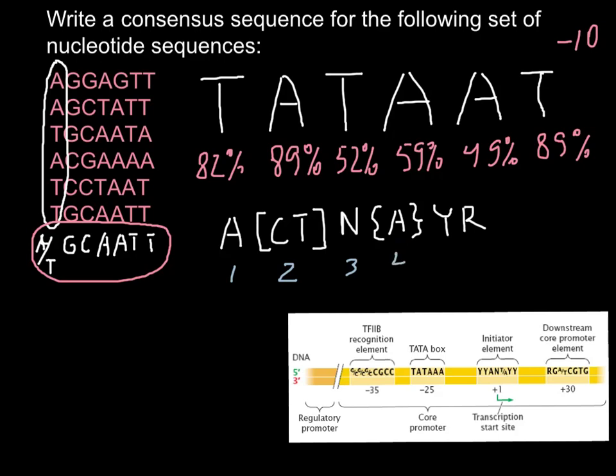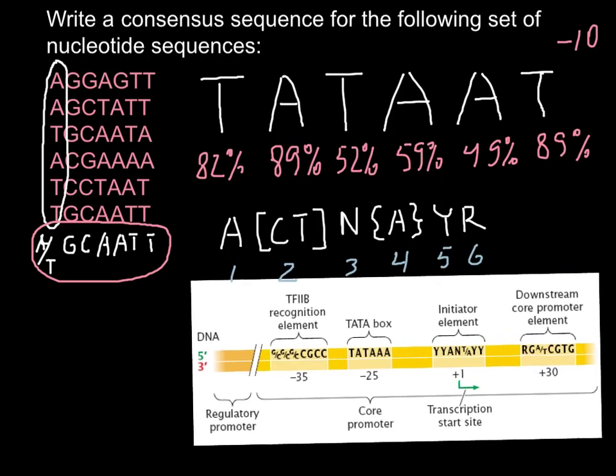This is the fourth place, and next we have Y. This is the fifth place, and Y stands for pyrimidine. Pyrimidine is any of two bases that has one ring. And next we have the sixth place for purine. And purine is any of two bases that has two rings. So pyrimidine has one ring and purine has two rings. Now we can return to our picture here, and you see that here we have R, that is purine, and here we have Y, that is pyrimidine, and here we have N, that means that any of the bases might happen in this place. So now you would be able to understand such a picture.